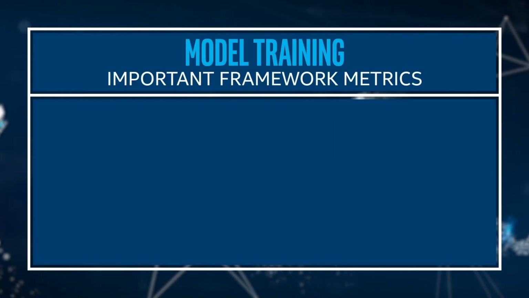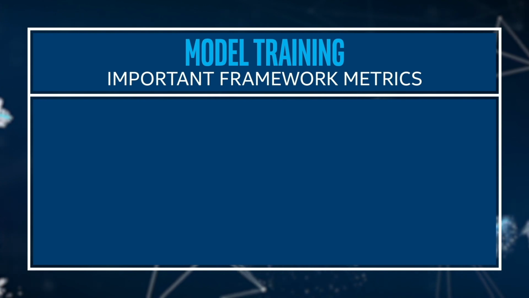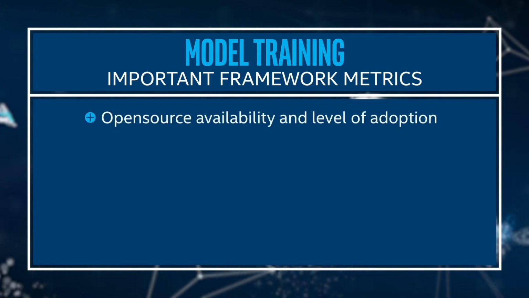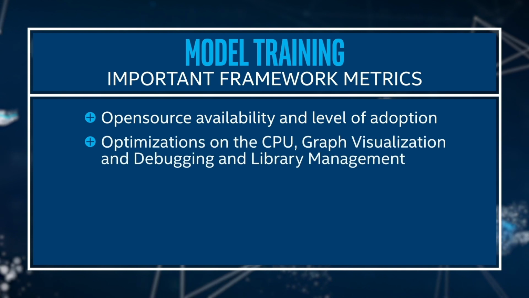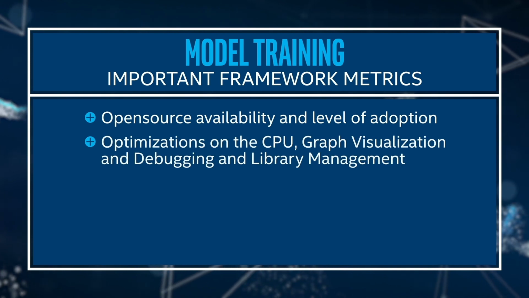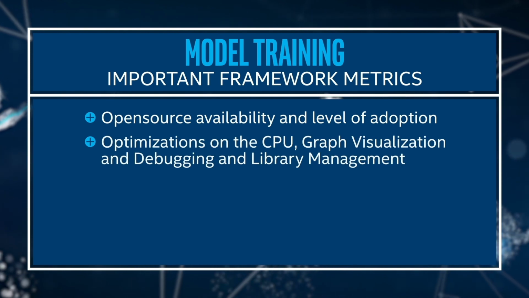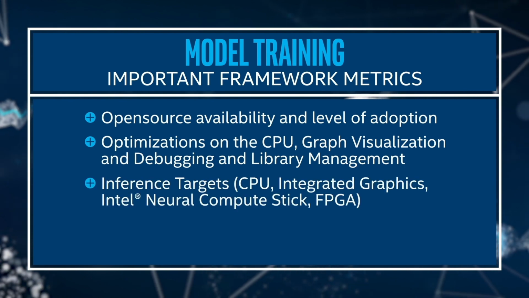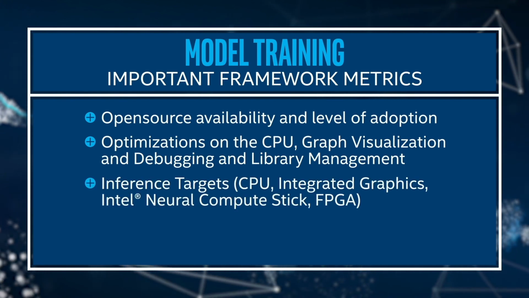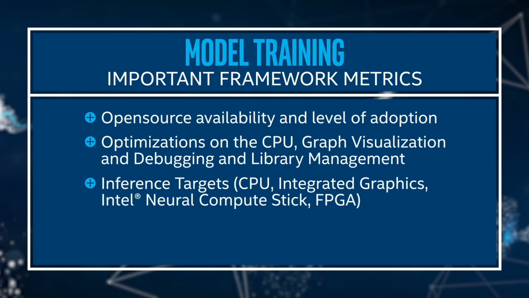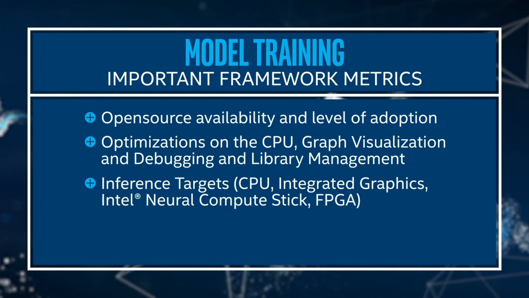Let's look at choosing a framework. The metrics to keep in mind are open source availability and level of adoption, optimizations on the CPU, graph visualization and debugging and library management, inference targets like CPU, integrated graphics, and Intel Neural Compute Stick or FPGA.